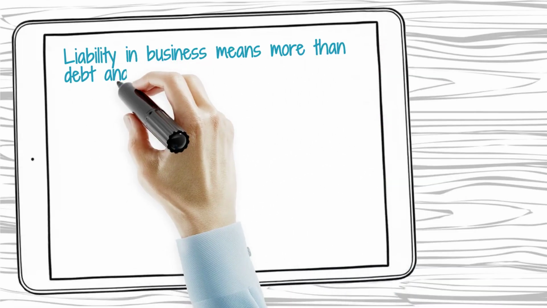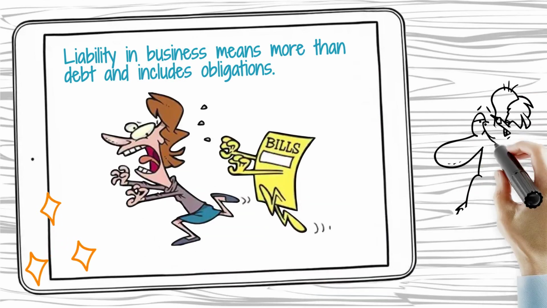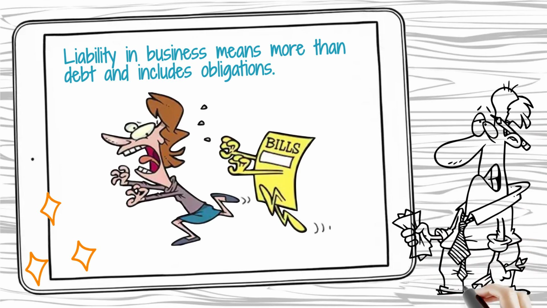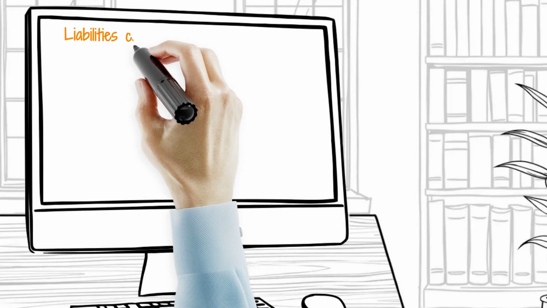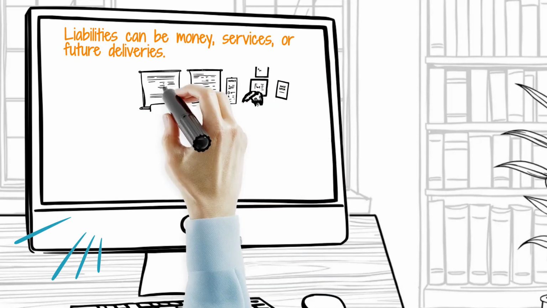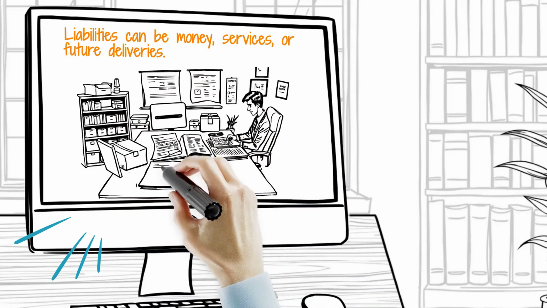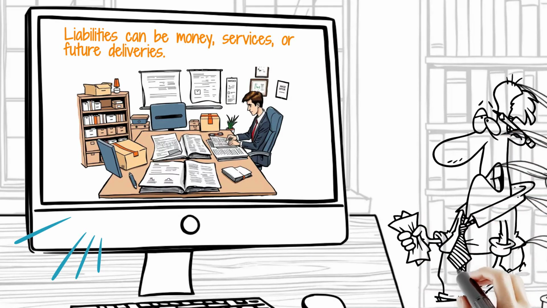When people hear the word liability, they often think of debt. But in business, liabilities are broader than that. A liability is any obligation a company owes to someone else. It can be money, services, or something the business must deliver in the future. Understanding liabilities is important because they show what a company owes and help reveal its true financial position.